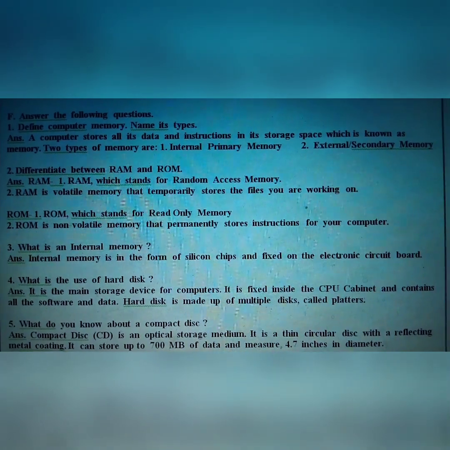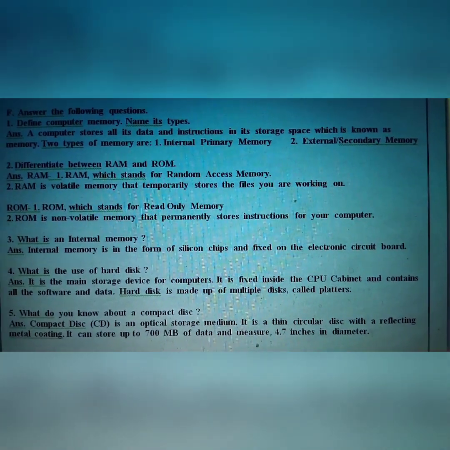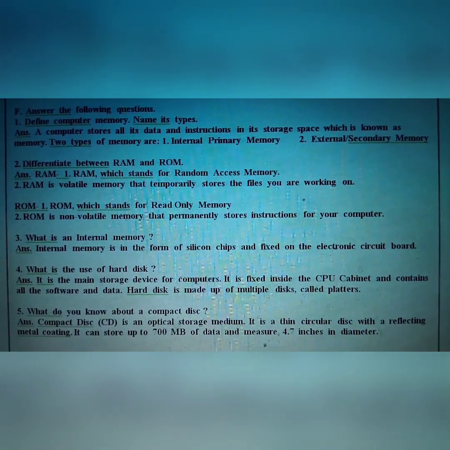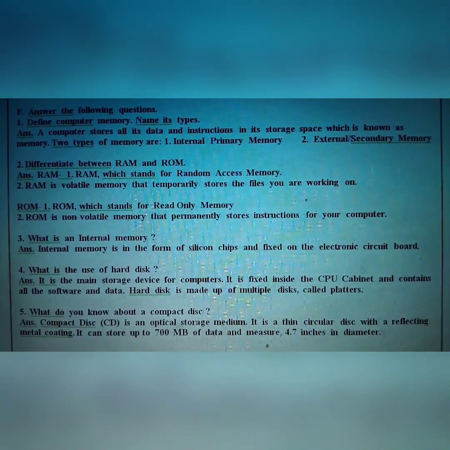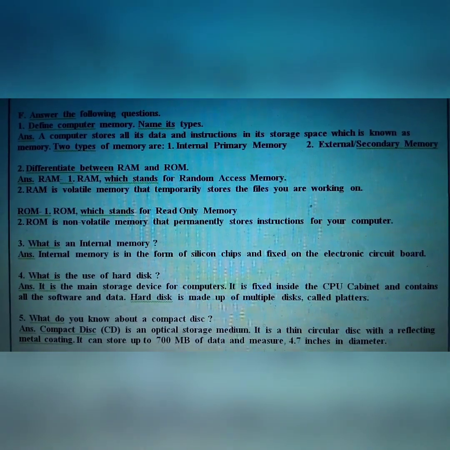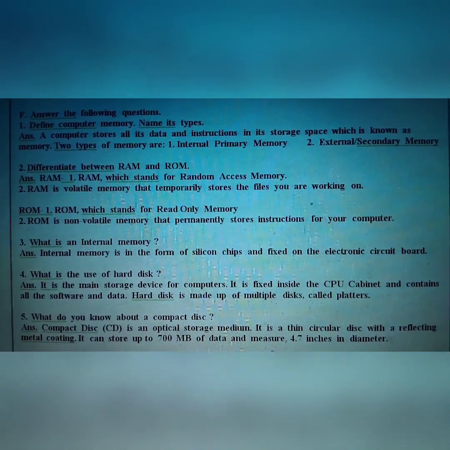Third is, what is an internal memory? Internal memory is in the form of a silicon chip and is fixed on the electronic circuit board. Fourth question is, what is the use of hard disk? It is the main storage device for a computer and it is fixed inside the CPU cabinet and contains all the software and data. Hard disk is made up of multiple disks and platters.